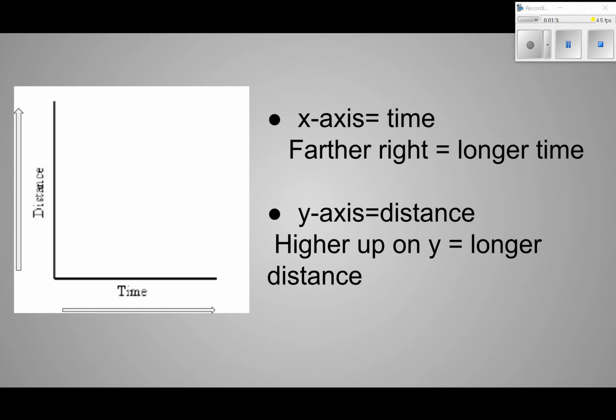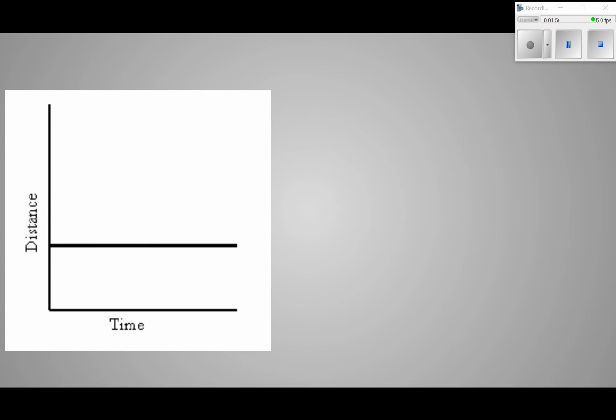The y-axis is the up and down one, and that shows us distance. So higher up that you go, the longer distance you've traveled. So if I start down here, I haven't gone very far, but the more and more I go up, that means the farther distance that I've gone. So we're going to draw some different lines on here.